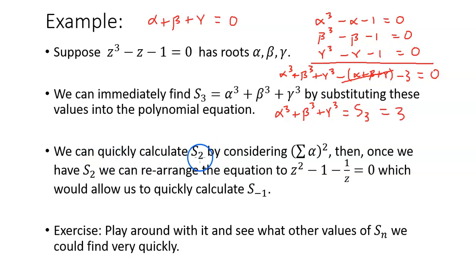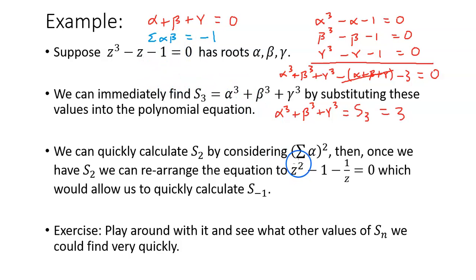Now we can also get S2 by looking at the sum of the roots squared. By the way, because of this polynomial equation, we also know that the sum of alpha beta, which is the sum of the product of any two of the roots, is negative 1, because it should be c over a. In this case, c is negative 1.